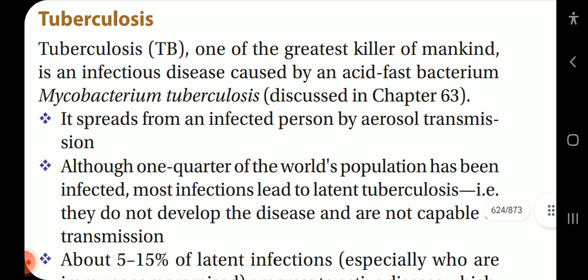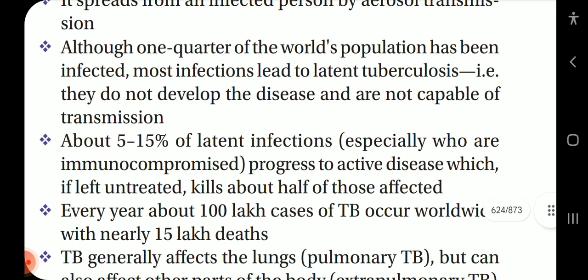Now coming on to tuberculosis. TB is one of the greatest killers of mankind, an infectious disease caused by the acid-fast bacterium Mycobacterium tuberculosis. It spreads from an infected person by aerosol transmission. Although one-fourth of the world's population has been infected, most infections lead to latent tuberculosis, that is, they do not develop to disease and are not capable of transmission.